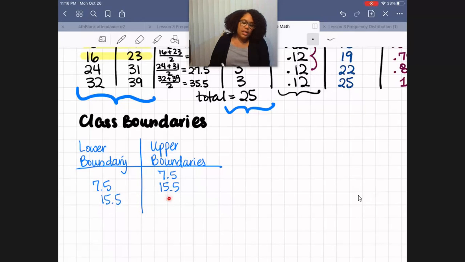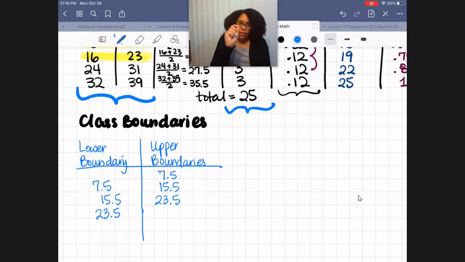So what we'll see is this number that I'm going to put here is going to match with this number that I put here. And let's look at what that number is going to be. My next class, we're still in the class from 16 to 23. So we're going to take that 23 and we're going to stretch it out a half. So that's going to move to 23.5. So now this down here is going to be 23.5.